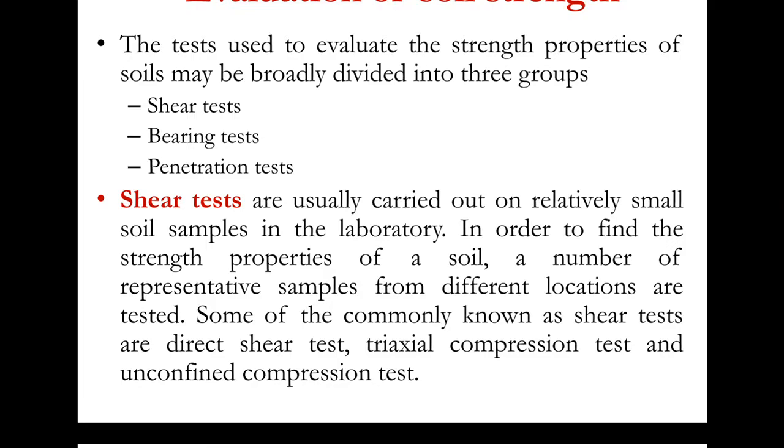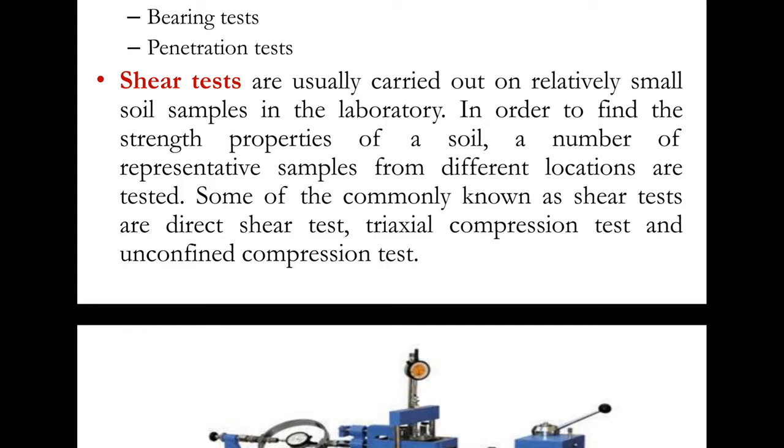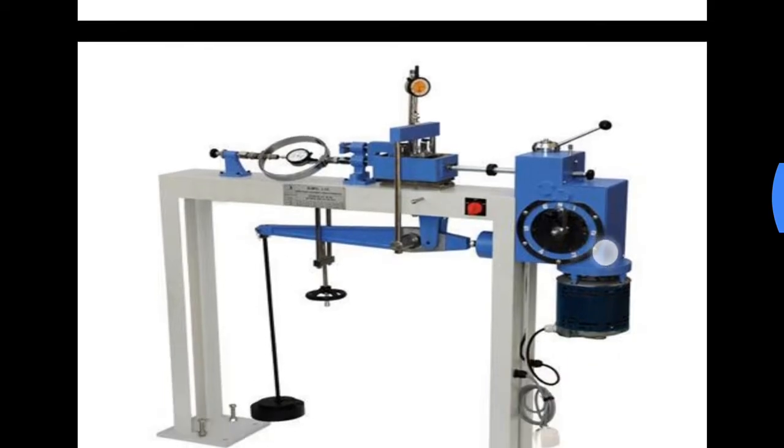So the shear tests are tests which are carried out on a small soil sample. We take out a soil sample from the site and then bring it to the lab, and then there are three types of shear tests that we can conduct on this soil sample, that is direct shear test, triaxial compression test, and unconfined compression test. Now in my lecture we will not be going through in detail about each of these tests, because you will be learning about these tests in detail in Geotech 1. So I'll just be briefing.